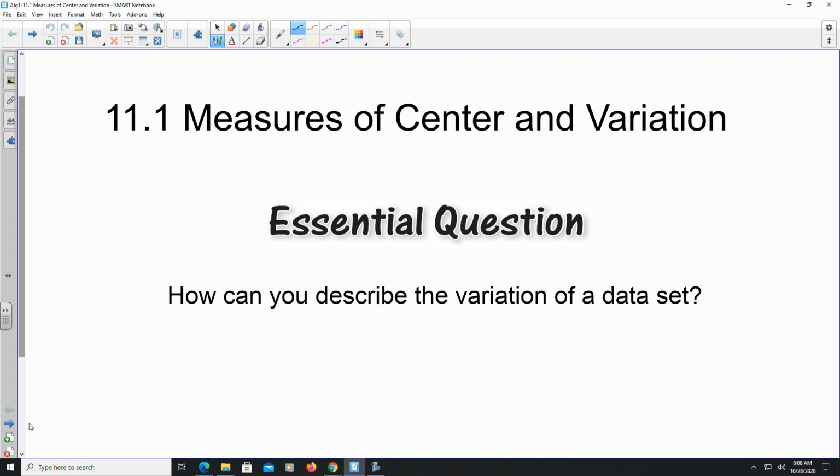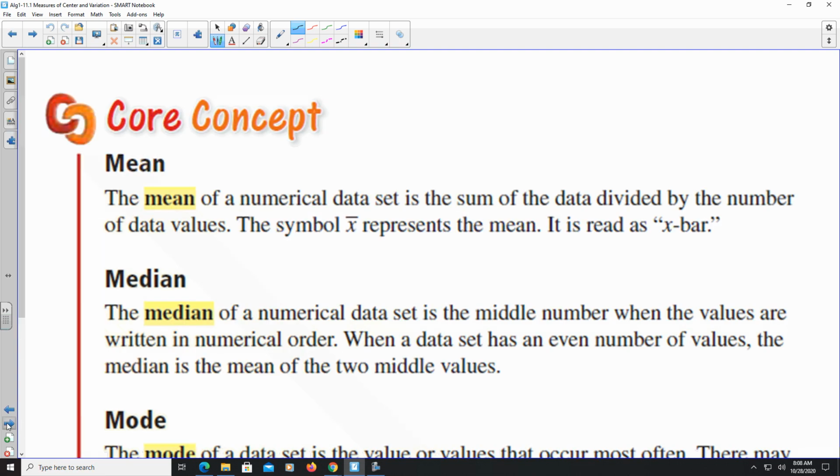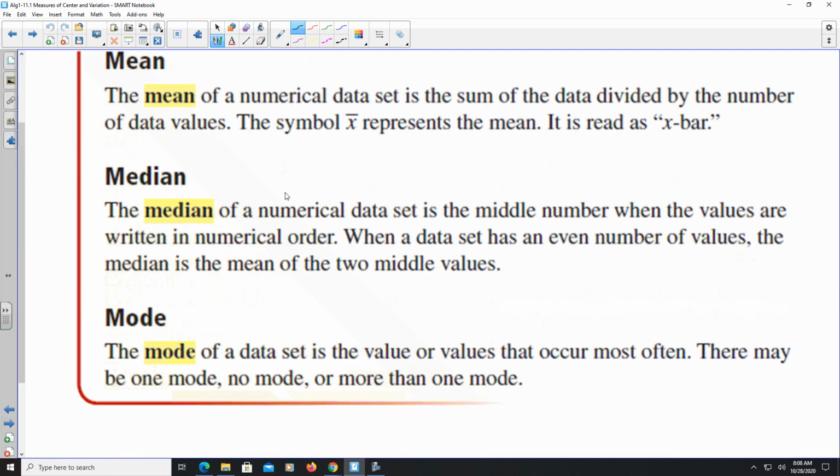So in this first lesson, we're going to be looking at first these three main statistical concepts, these statistical definitions. So the first one we're going to be looking at is the mean.